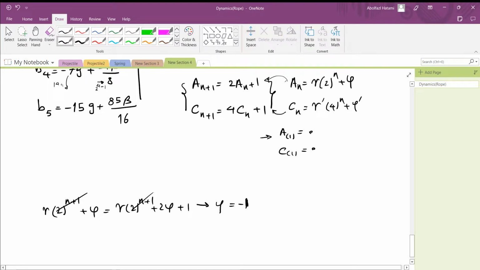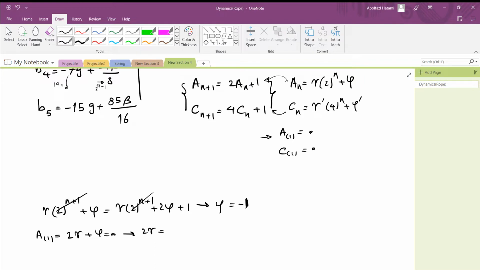Okay, so phi is minus 1, and according to this equation, a1 is 0, so if I substitute n with 1, I obtain 2 gamma plus phi equals 0. So 2 gamma is minus phi, which is 1, so gamma is 1 over 2. From this I obtain that an is 2 to the power of n minus 1, minus 1. This is a of n.